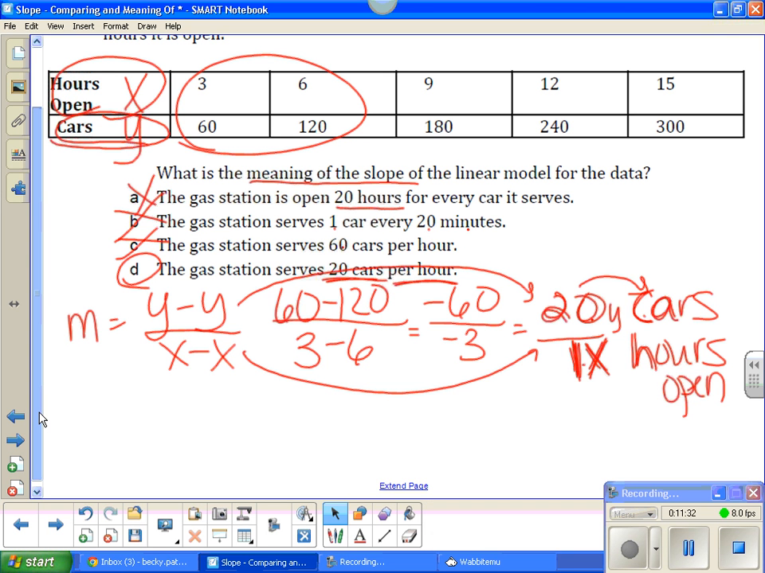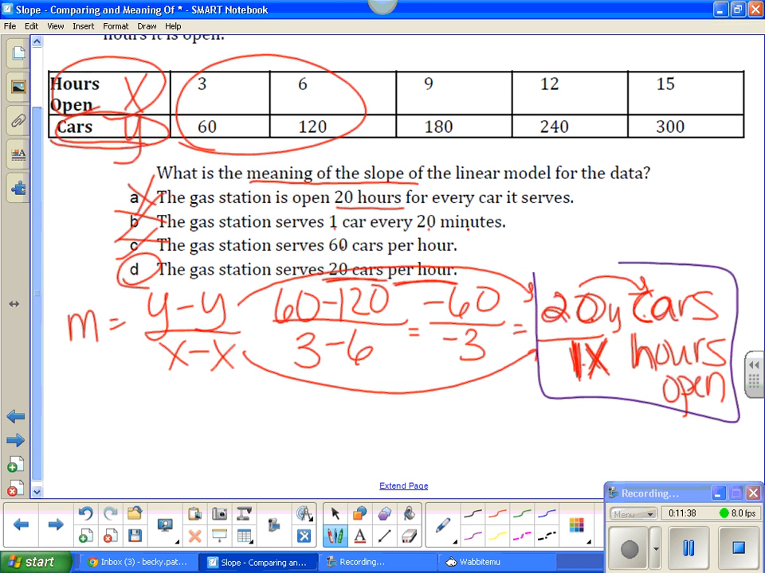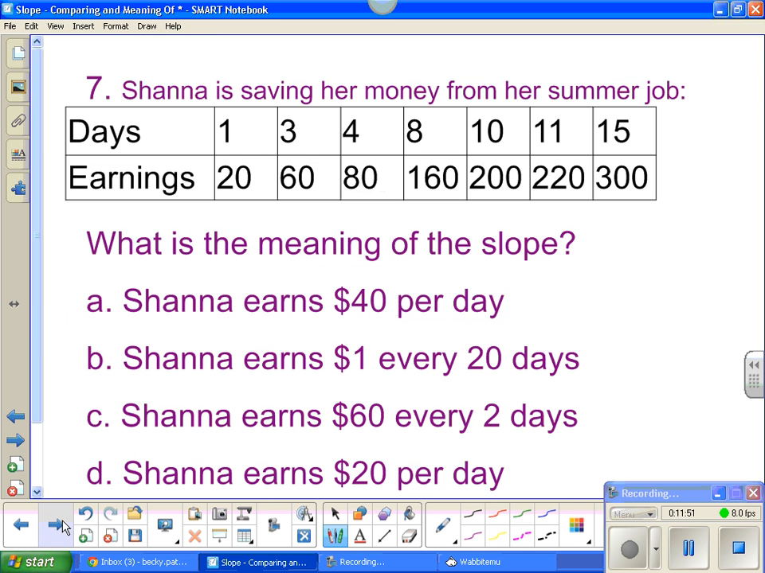So find your slope just like we've done when I taught you slope. But the most important part is this part. Putting it over 1, labeling it y and x, and then writing what they are. And then it's 1 hour, 20 cars. Super easy if you break it down at the end. Okay, let's try another one.